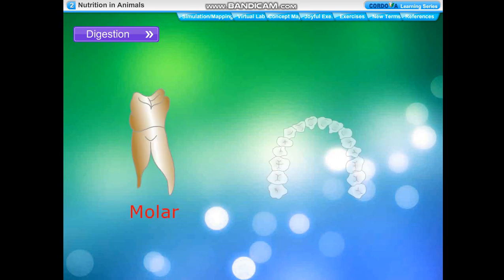Molars, grinding teeth. The remaining teeth in the jaw are 3 molars on either side of premolars, 6 in number in each jaw. These teeth are also broad and flat. They are larger than the premolars. These teeth are also used to crush and grind food.